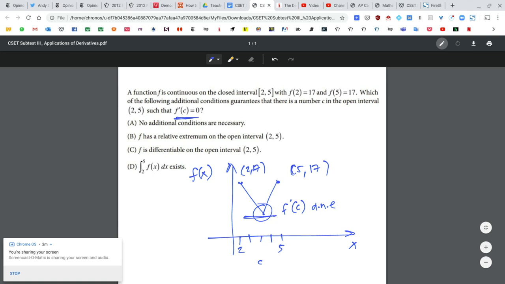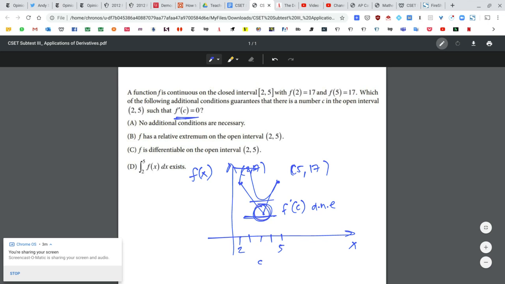And let's read the choices. It says no additional conditions are necessary. No, we should be able to take the derivative at every value c in the open interval 2, 5, in between 2 and 5. It says you have a relative extrema in the open interval 2, 5. That would be true if you drew one of these graphs. So we have a relative extrema. But that does not take into account this kind of thing.